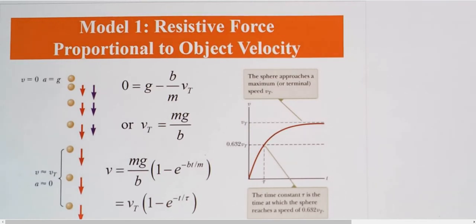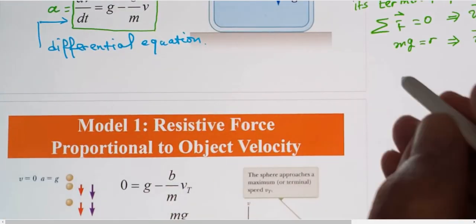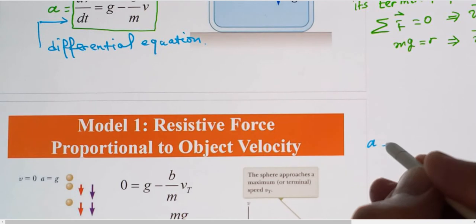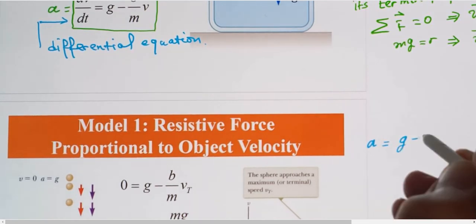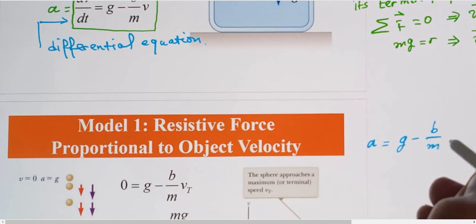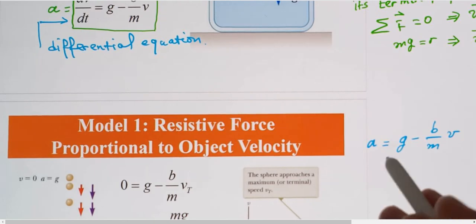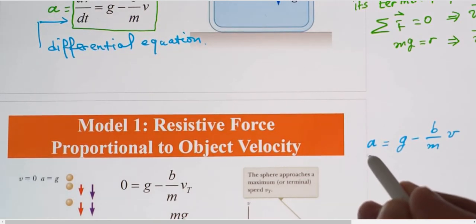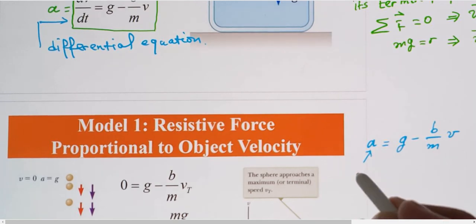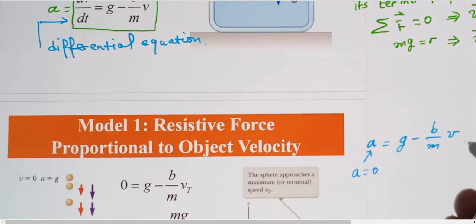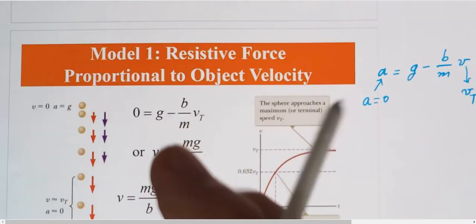So now we just manipulate this equation as follows. Remember, we said a is equal to g minus b over m multiplied by v, and a is dv over dt. When we reach the terminal velocity, that means a must equal 0, and then we change this to v terminal, as here.